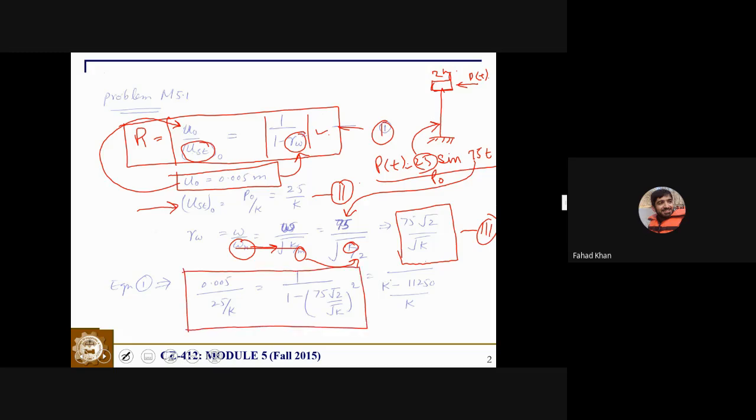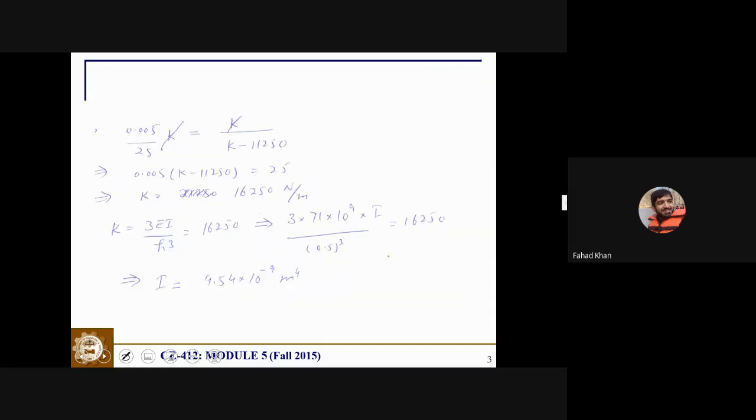After rearranging, you can see that we have one equation and only one unknown, which is the value of K. So after rearranging, you will get the value of K equal to 16,250 newton per meter. Now we have realized that the structure is a cantilever structure, so the stiffness should be given by 3EI over h cubed. The K value is already determined in the previous step.